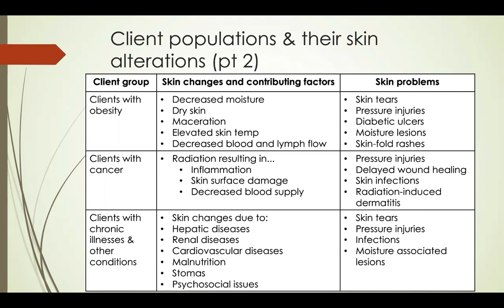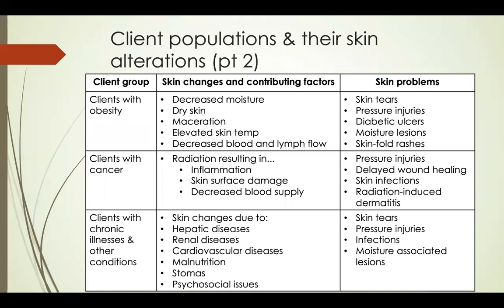People who have cancer may receive radiation, and that can result in inflammation, skin surface damage, and decreased blood supply. So as a result, they have pressure injuries, delayed wound healing, skin infections, and radiation-induced dermatitis.